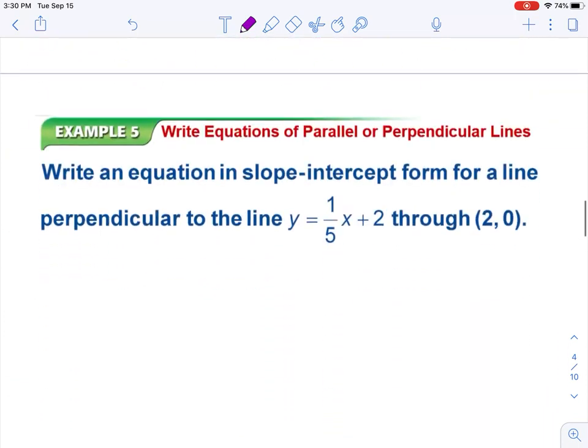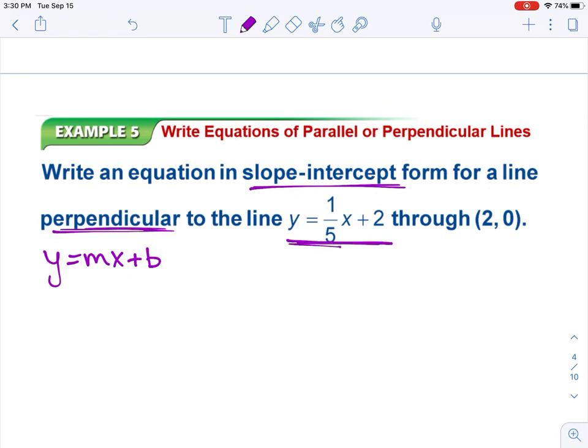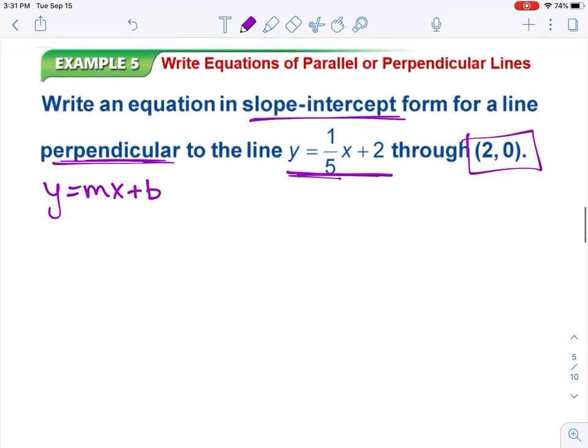So we are going to write an equation in slope-intercept form, that is y equals mx plus b, for a line specifically perpendicular to this line, y equals 1/5 x plus 2, through this point. That sounds like a lot, right? It's not really too bad.